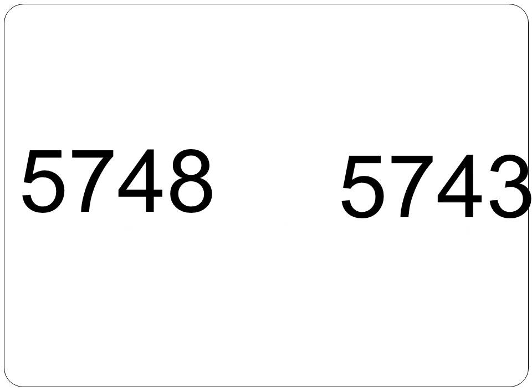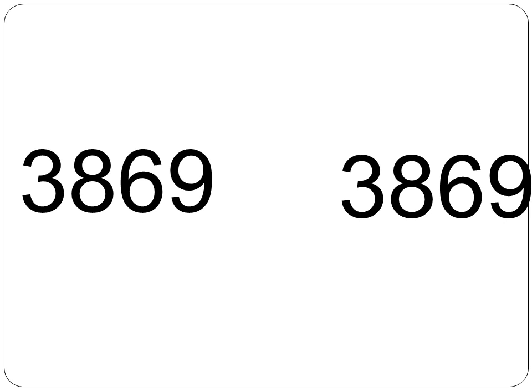What about this? Thousands digits are the same, hundreds digits are the same, tens digits are also the same. So compare the digit at the ones place. It is 8. Here it is 3. So 5748 is greater than 5743.